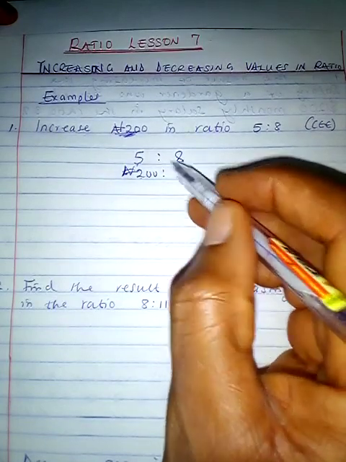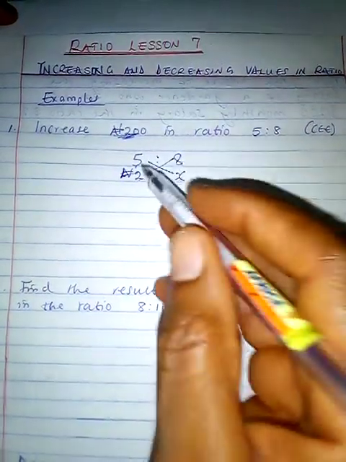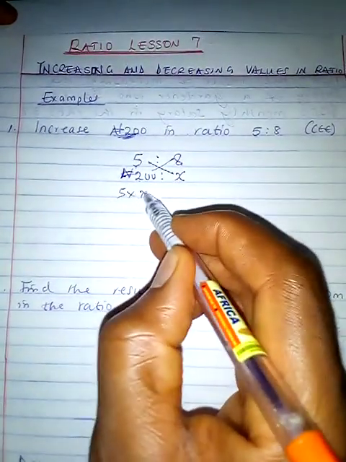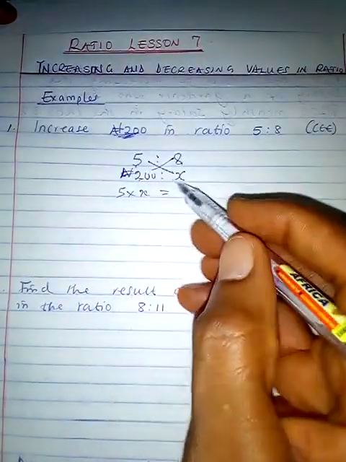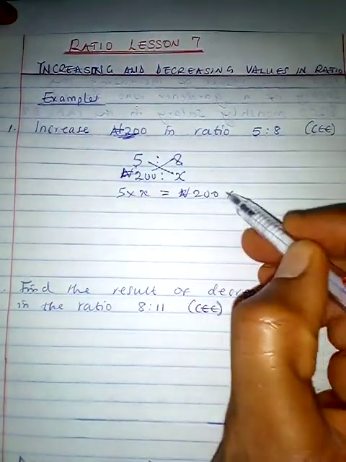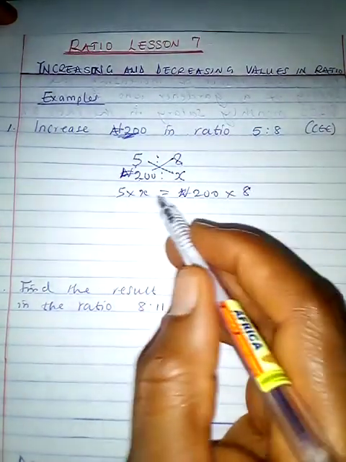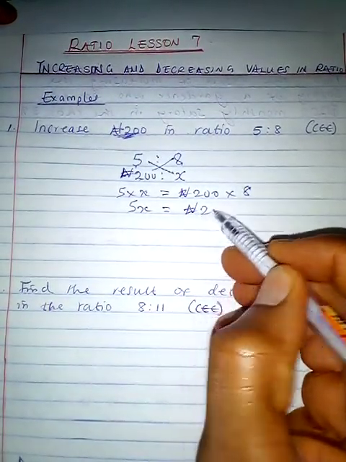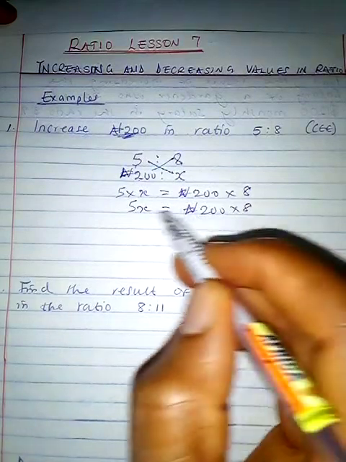Then how do we get our x? You cross multiply. You start by doing 5 times this x. That's going to give us 5 times x equals to this, that is 200 naira multiplied by 8. If you multiply this together, it's going to give us 5x equals to 200 times 8.